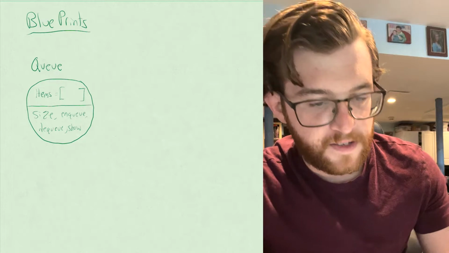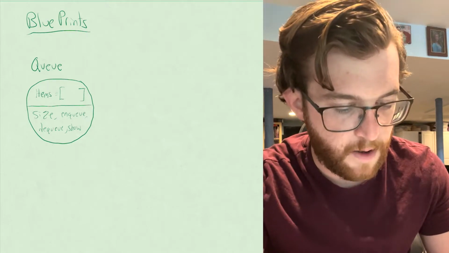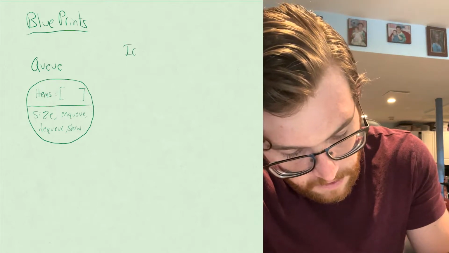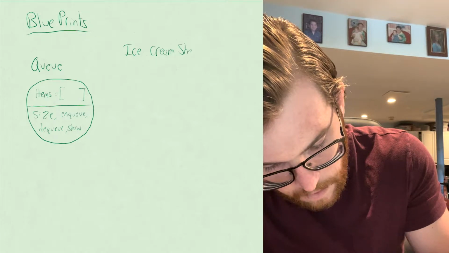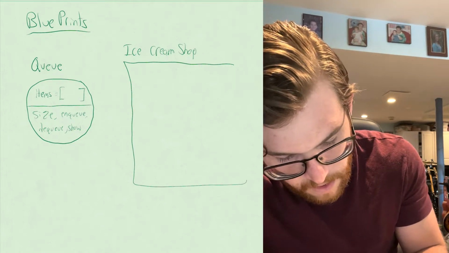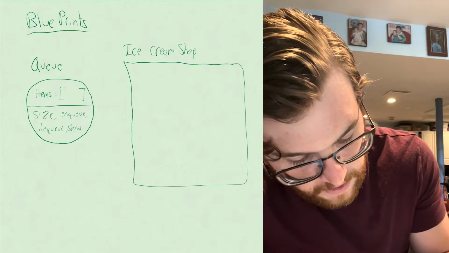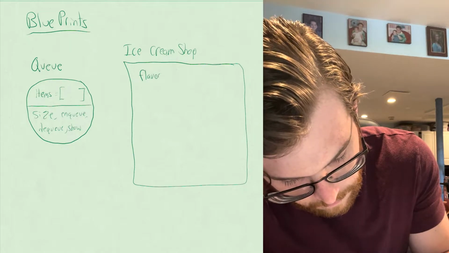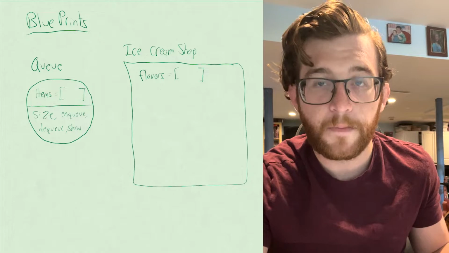Now, our next item, this is a little bit more complicated. So this is going to be the ice cream shop itself. So we'll call this ice cream shop, and I'm going to represent this with a big square. So the attributes in this is going to be a list of flavors. So we have our list over here.